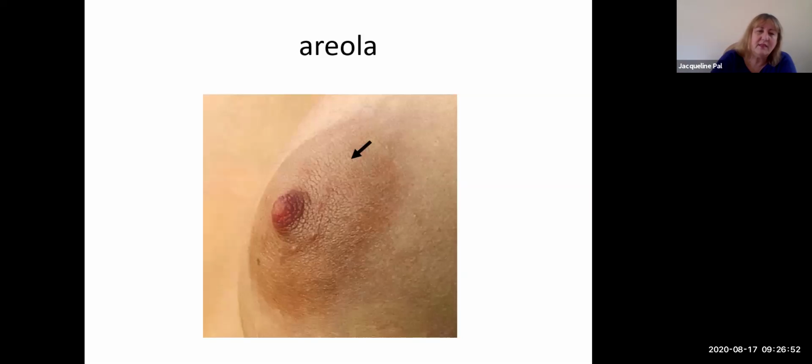Anyway, the pigmented area on the anterior aspect of the breast is known as the areola. And if you notice, it's not perfectly flat. It's got these little bumps in it. And that's because there are a lot of sebaceous glands in the breast, which is very important when you are breastfeeding.